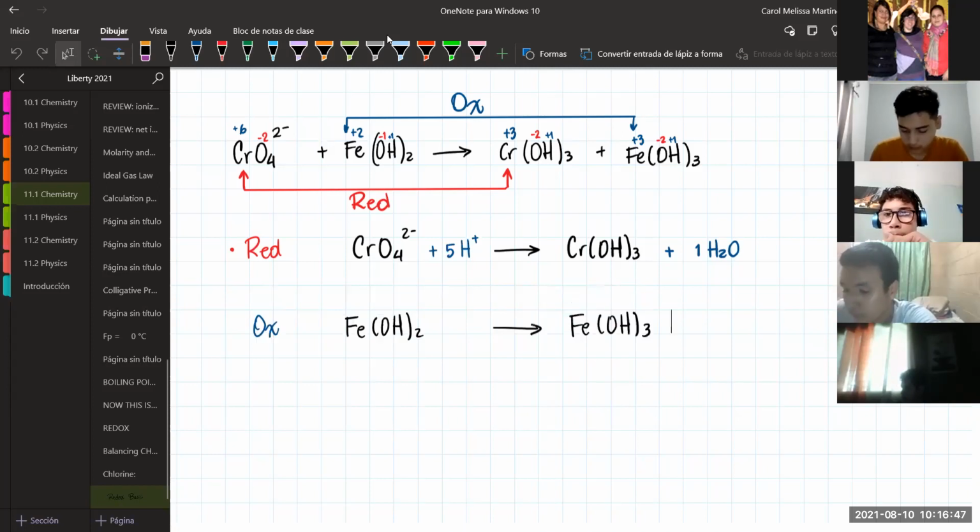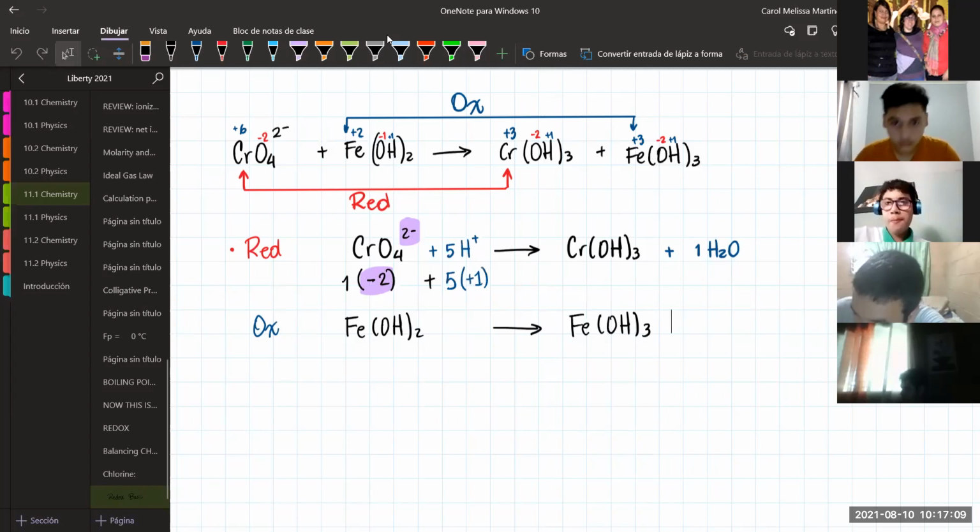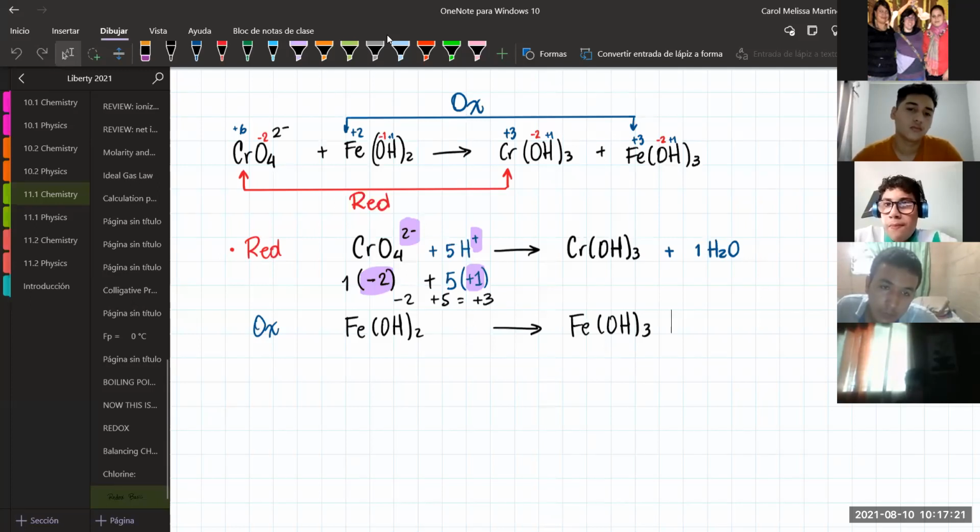I'm going to move this down just for a moment, okay? I have 1 chromate, so it's 1 times a charge of -2. And I have 5. I'm going to add the charges, okay? So here is my charge, and for hydrogen I have 5 that has a charge of +1. This is because of the charge that is above. Now this is going to give me -2 plus 5, in total plus 3. Okay, so my charge here is +3, and in the products I have 0 because they are compounds.